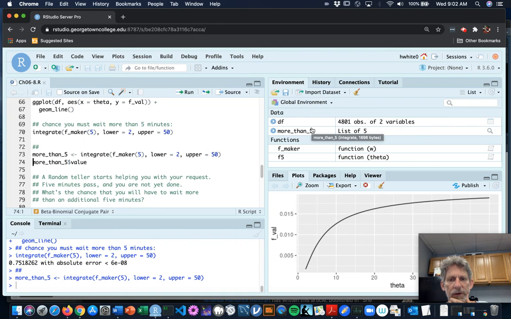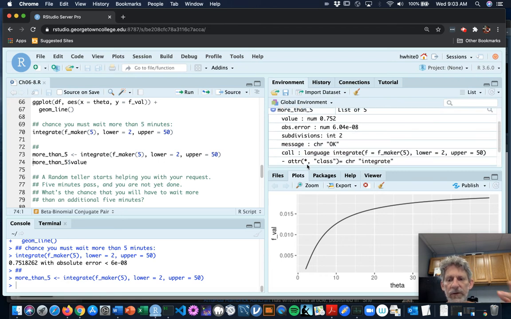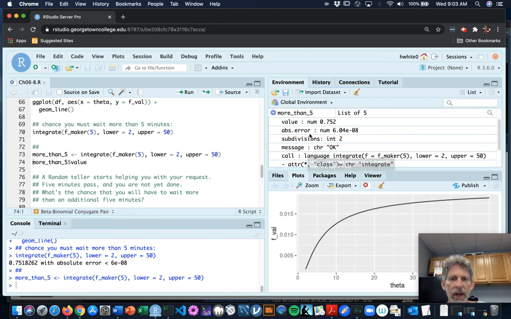And I'm a little suspicious because instead of just saying 0.75 over in this second column that gives the values, it says list of 5. Maybe I should push the little blue button here and see what this list is. Oh, it's a list giving you all kinds of information about the routine and how it ran and what things went well and didn't go well. And it's really just that first item in the list that you want, the value item.